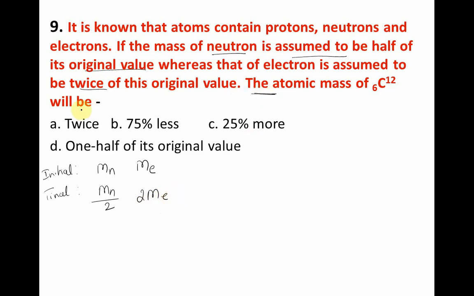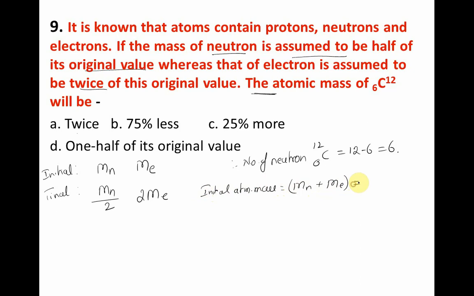Then what happens to the atomic mass, whether it becomes twice, 75% less, 25% more, or one fourth of its original value, we have to calculate. Since the number of neutrons in this carbon-12 is equal to 12 minus 6, that is equal to 6. First I will calculate the initial atomic mass. The initial atomic mass is equal to number of neutrons plus number of protons, that is 6 plus 6 is equal to 12 amu.